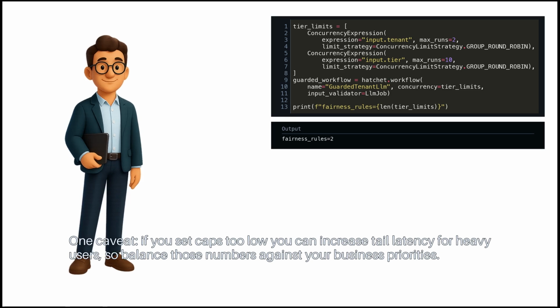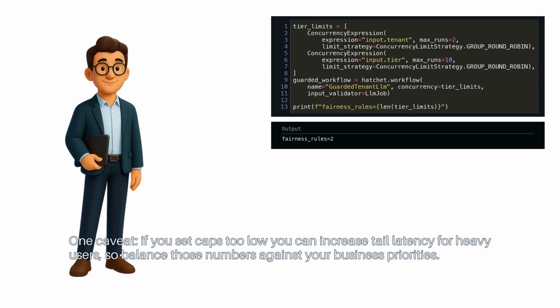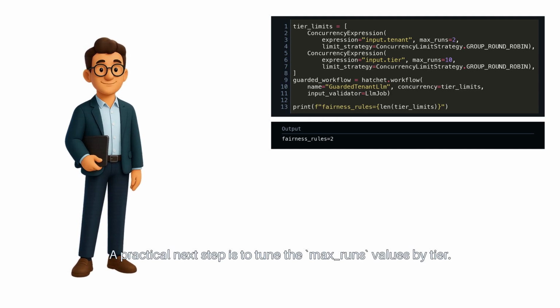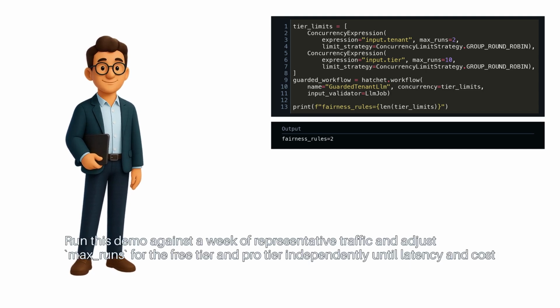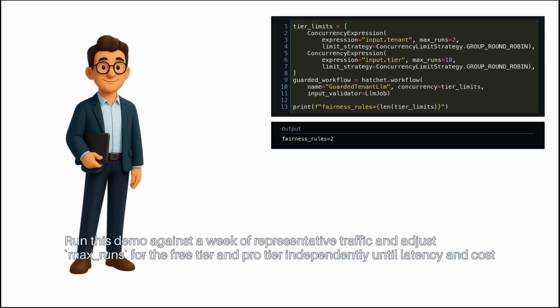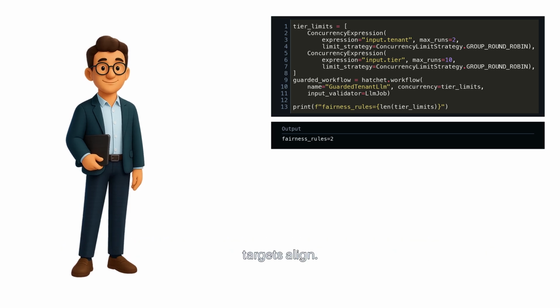One caveat: if you set caps too low, you can increase tail latency for heavy users, so balance those numbers against your business priorities. A practical next step is to tune the max runs values by tier. Run this demo against a week of representative traffic and adjust max runs for the free tier and pro tier independently until latency and cost targets align.